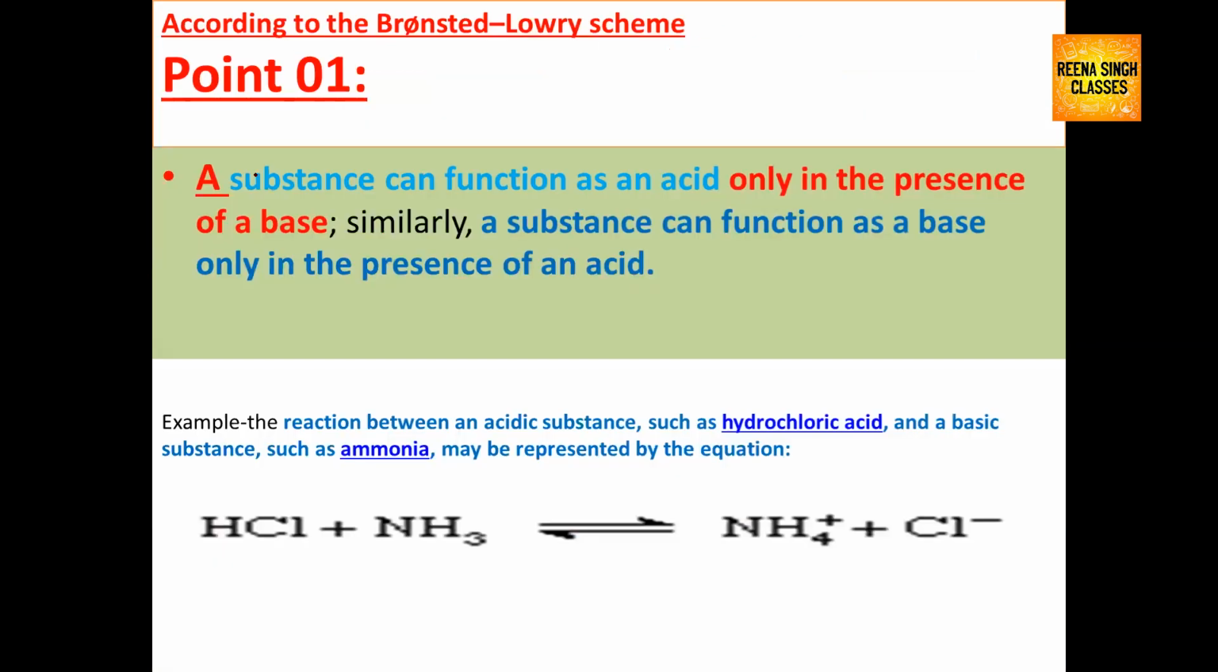According to the Bronsted-Lowry scheme, point 1 to remember: a substance can function as an acid only in the presence of a base. Similarly, a substance can function as a base only in the presence of an acid. So both are needed. They are good friends. Let's take an example: hydrochloric acid and ammonia. It forms ammonium ion and chloride ion.